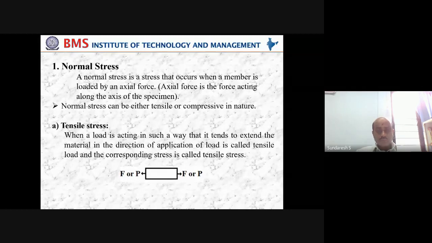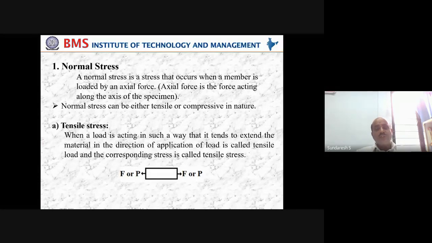So now, I hope you understood the definition of a normal stress. A normal stress is the one that occurs in a member when it is loaded by an axial force. The stress which is normal to the section, that is what we have to remember in mind, right? Such stresses we call normal stress. So normal stresses are of two types, either tensile or compressive in nature. So what do you mean by a tensile stress?